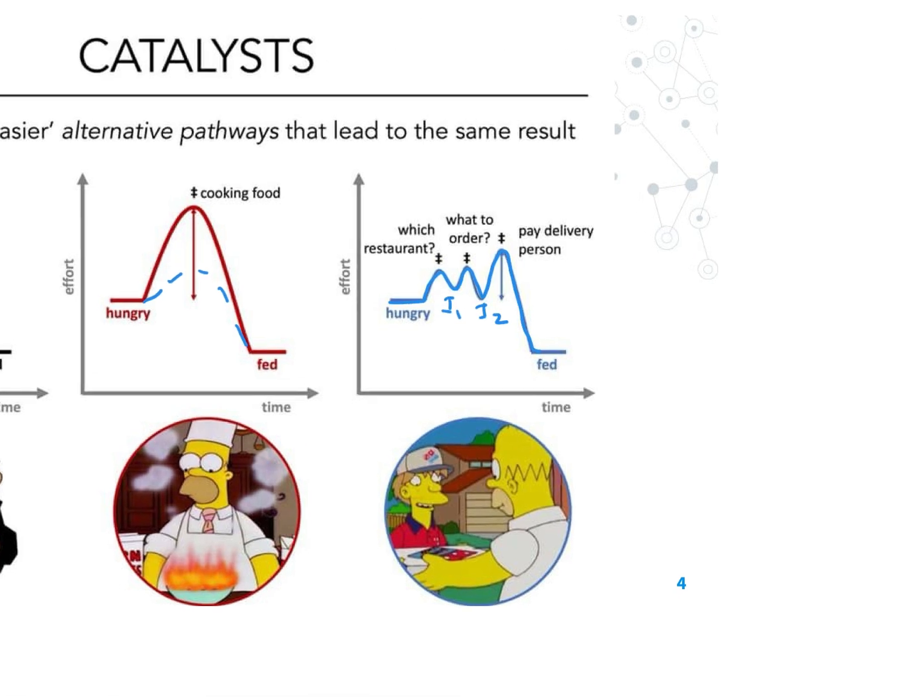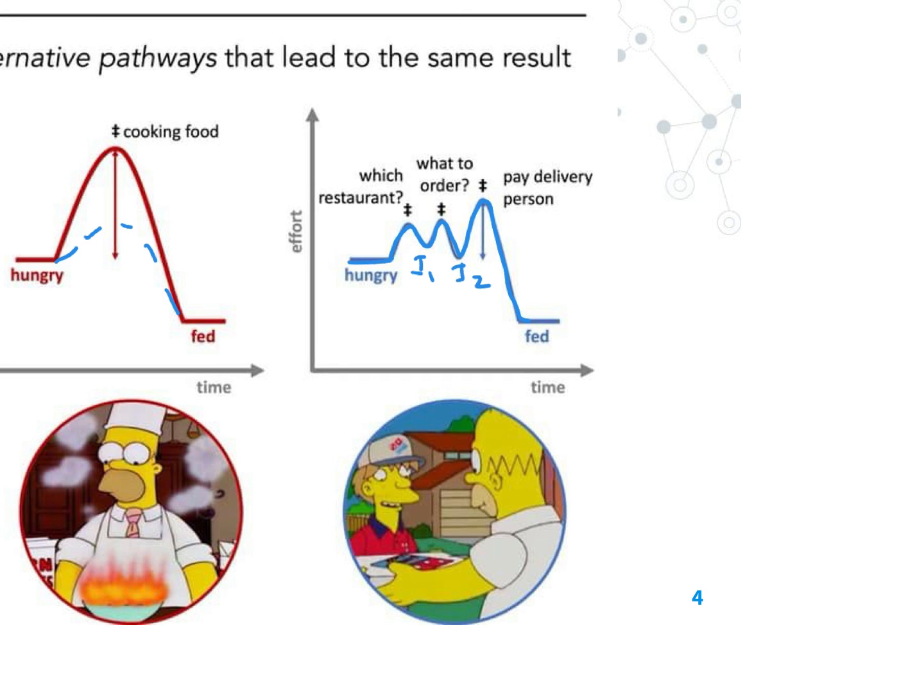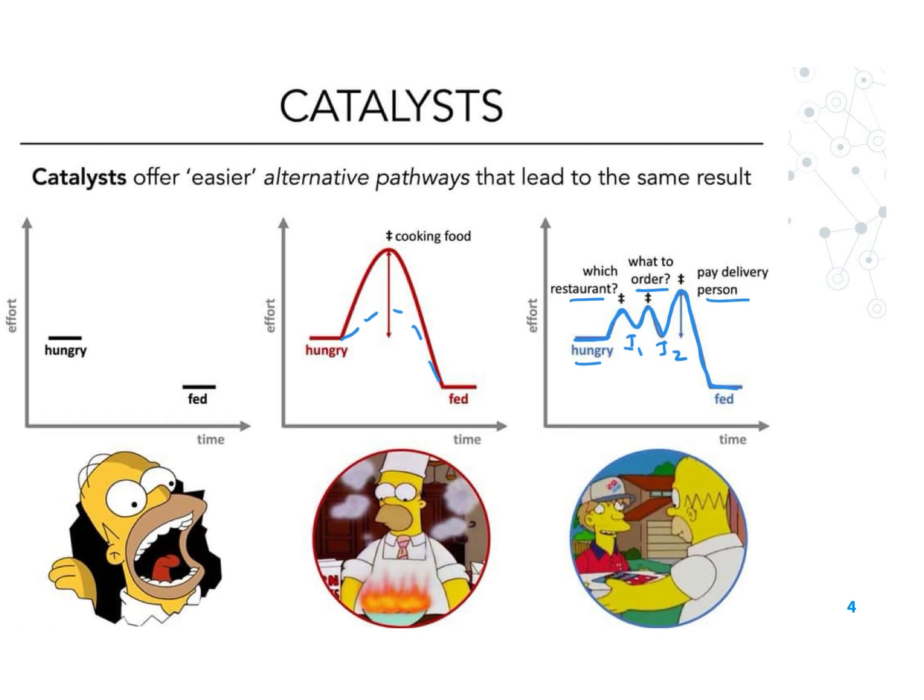In this case, this is an example of Homer Simpson getting a pizza. At first, he's hungry. Then your first transition state is, which restaurant do you want to eat at? The second one is, what do we order? The third one is paying the delivery person. And then you get fed, rather than over here, cooking the food yourself.